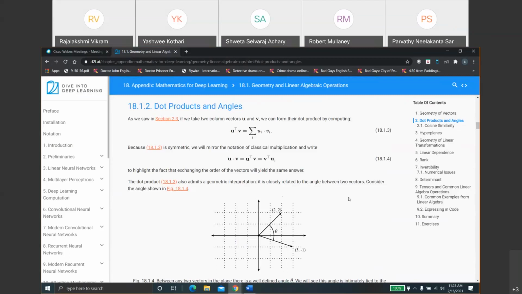Where is dot product used? Dot product can be used to find the angle between two vectors. If we need to find the angle theta between two vectors, we use dot product. We'll see this using an example.